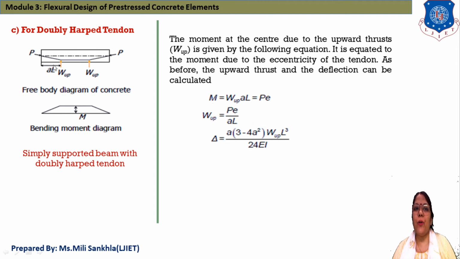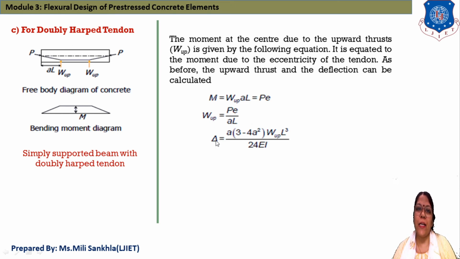Moment is equal to this W up, upward thrust force, into distance from the left hand side, which is equal to aL. Okay, W up into aL. Now what is moment? Moment is equal to Pe. Now here I make W up the subject, then W up is equal to Pe by aL. Okay, this W up is our upward thrust when our tendon is subjected to two-point load.